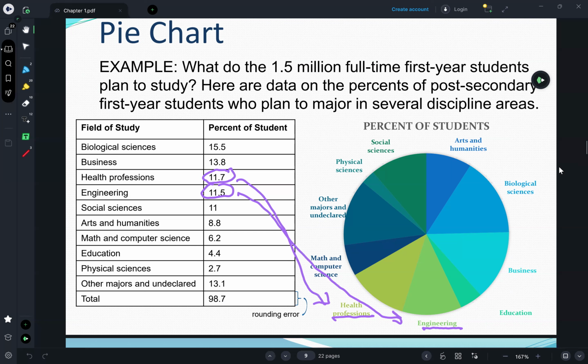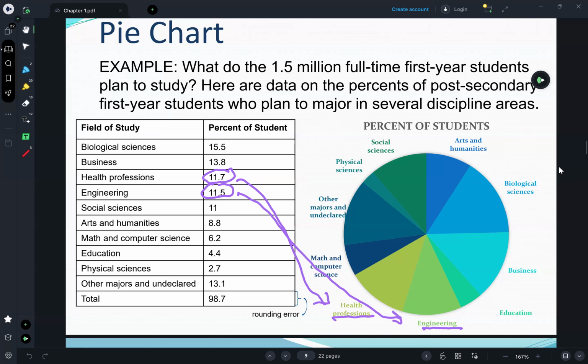Plus, if you're using a pie chart, you need all of the data. You need all of the categories. If you're missing a category, then you don't have a pie. You'll be missing a piece of the pie. So those are disadvantages of the pie chart. And you can see I've circled 11.7 for the health professions and 11.5 for engineering. You can see then, obviously, numerically, that there is a difference. There's more health profession students than engineering, but you could never get that from the pie chart alone.